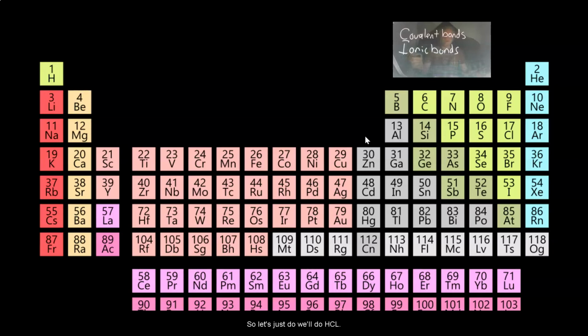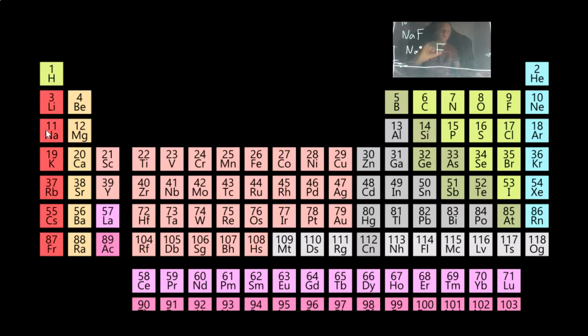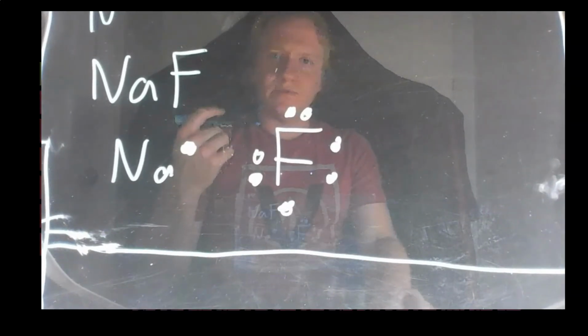So let's just do sodium fluoride, and if we consult our periodic table, sodium has got one valence electron, and fluorine has got 1, 2, 3, 4, 5, 6, 7. Okay, so again, we're making an ionic bond.